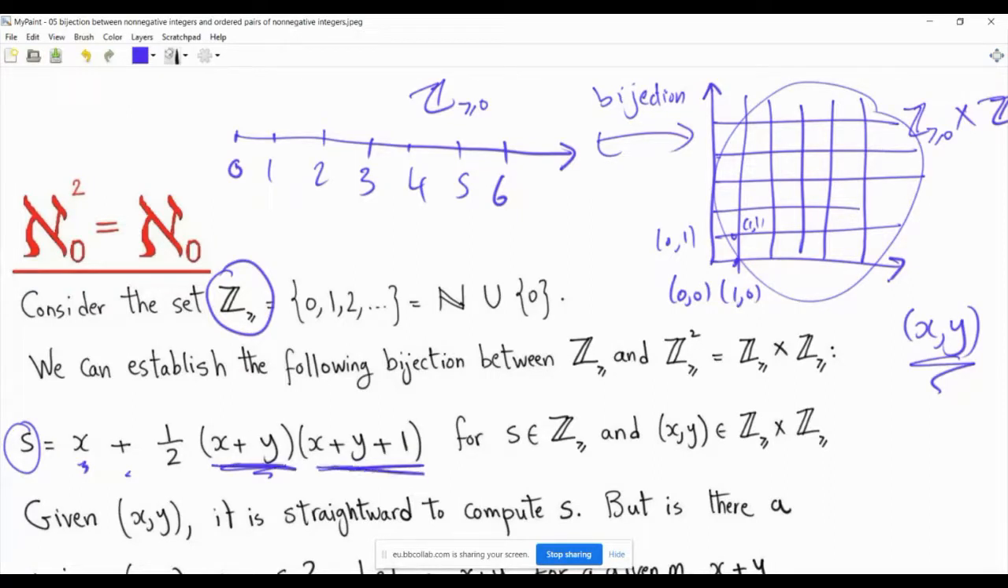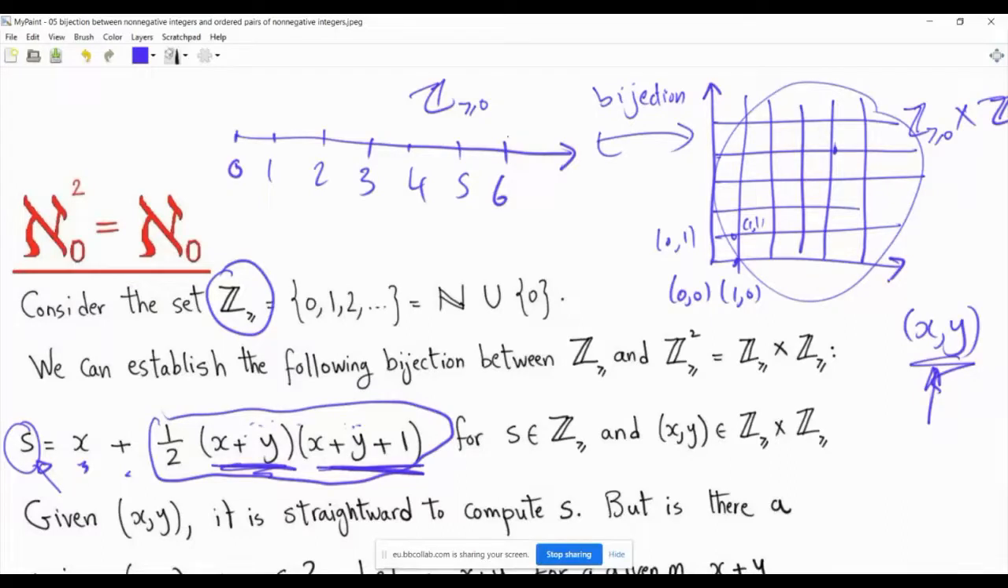Because x plus y and x plus y plus 1 are two consecutive integers, if one of them is odd, the other is even. And so one of those is divisible by 2, and there is no problem. Basically, half x plus y times x plus y plus 1 is guaranteed to be an integer. Then you add x, and you get an integer s. So if I give you x comma y, a point on this grid or lattice, you can easily find the corresponding point there.